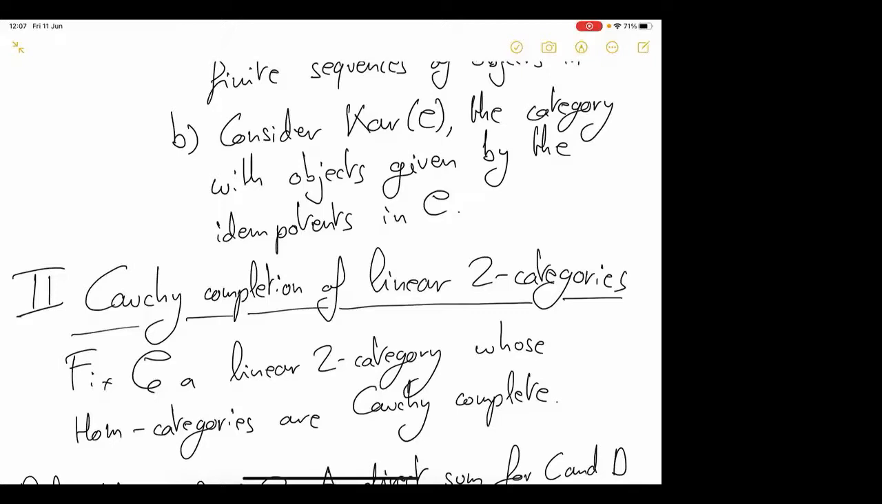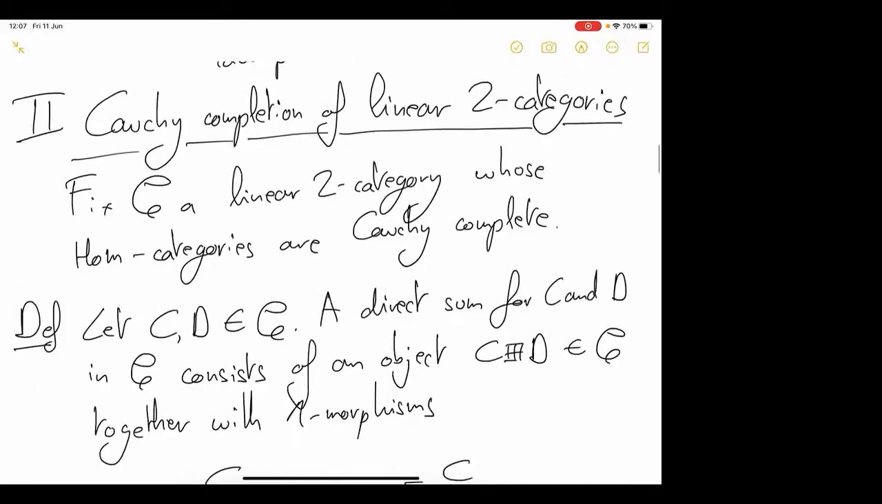It's a little bit of a technical thing. I will lecture a little bit, but you don't technically need to do it. You could just take the previous Cauchy completion, which is described, and apply it to the hom categories of any linear two category to produce something like this. So it's not a big deal. It's really just a convenient assumption to have.